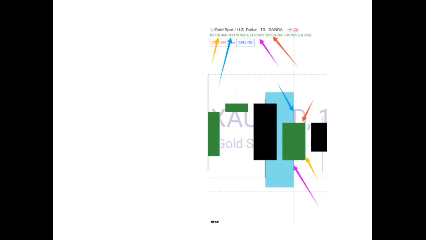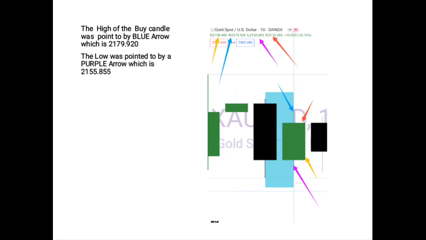Now let's see the points for the bullish candle, which happens on the 13th. The open of the buy candle, which is the green candle here, was pointed to with a blue arrow here. The digit comes in at 2179.920. Then the low comes in and was pointed to by a purple arrow here, which the digit comes in at 2155.855.